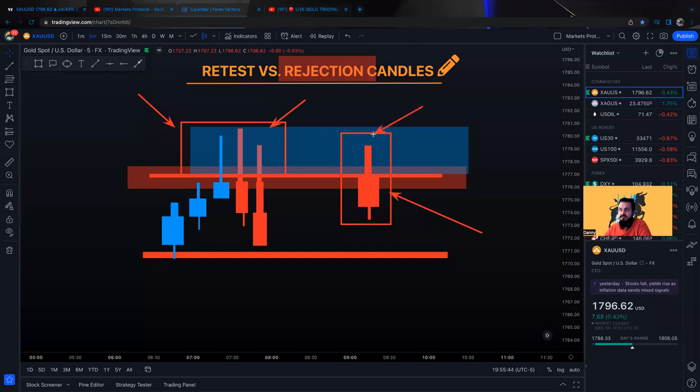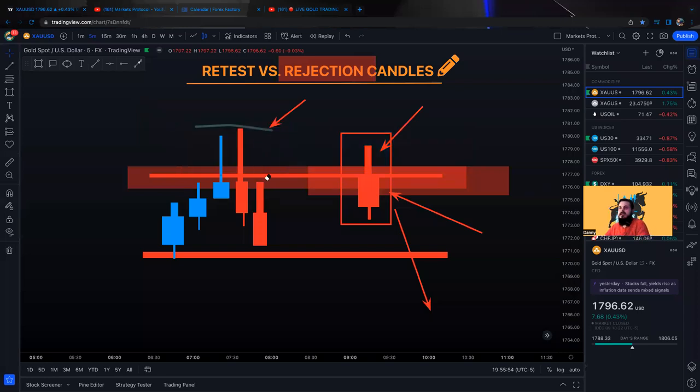Rejection previously, we could reject here again. This could turn into a rejection candle, and the next move could be towards the downside as long as we stay below this area now. So this is a hypothetical example.